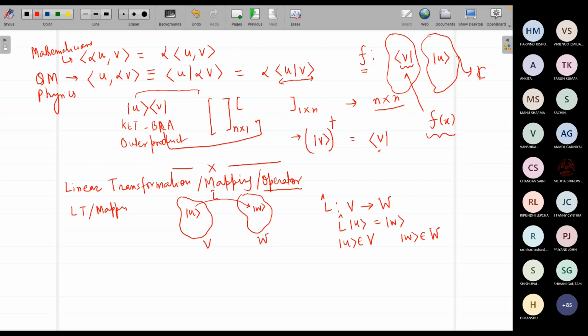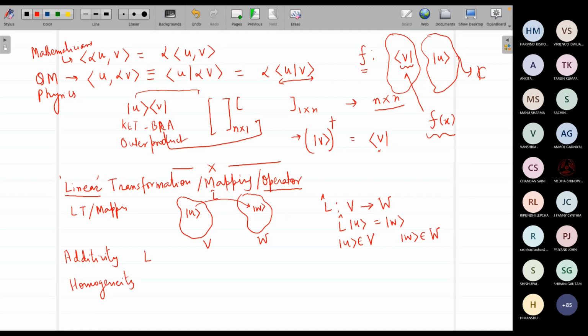Now the question: what is meant by linear here? Why am I using the word linear? That means I am talking about some special kind of mapping. What that mapping is, is that there are two principles that have to hold true. One is called additivity, and another is called homogeneity. This happens in all cases whenever the word linear comes.